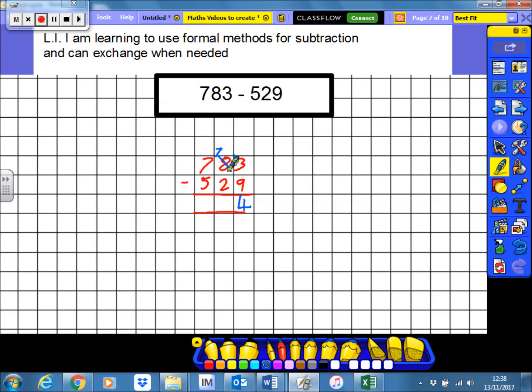7, because it's no longer an 8, it's now a 7. 7 take away 2 is 5. And in this column, the hundreds column, 7 take away 5 is 2. And we get our answer, 254.